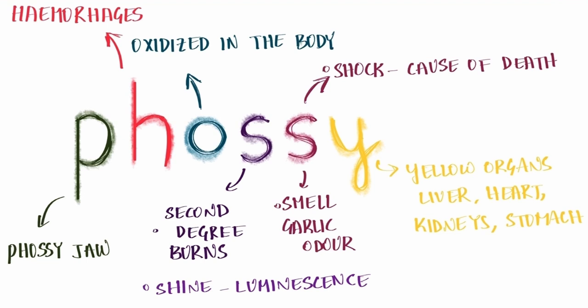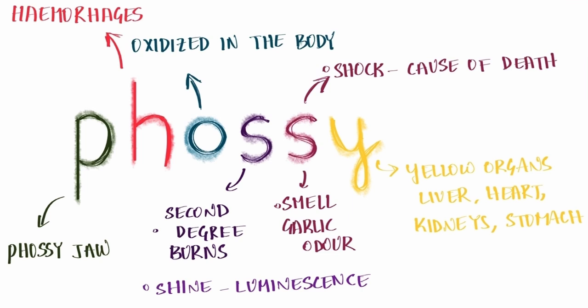So to summarize, P stands for phossy jaw, seen in chronic phosphorus poisoning. There will be osteomyelitis and the necrosis of the lower jaw with foul-smelling pus discharge. H stands for hemorrhages, seen as a symptom and also seen in autopsy finding. O stands for oxidized in the body. So this phosphorus is oxidized within the body. If the person lives for the longer time, you cannot detect it in the body.